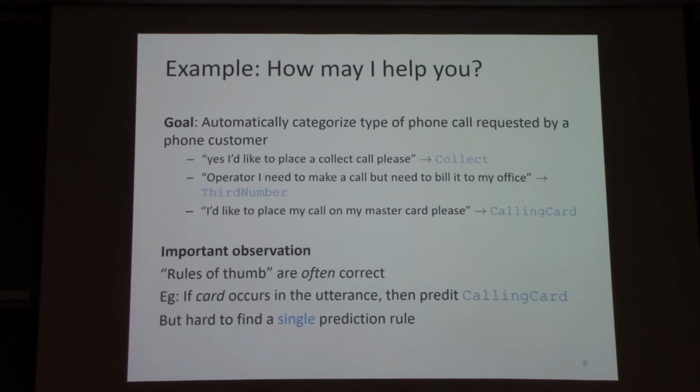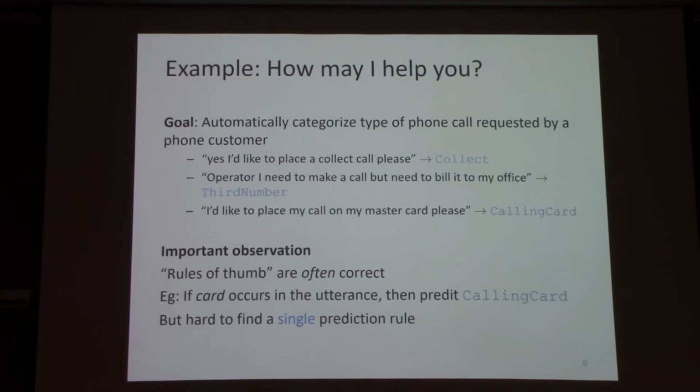Now, what is interesting is that you can make easy rules of thumb. If the word card occurs, then predict calling card. For example, if I was a programmer and had to just hack up something, I could make these kinds of rules of thumb. It's easy to make up rules of thumb, but it's probably not so easy to get a good enough set of them that covers all possible cases. Is the example clear? I can come up with hacky solutions that seem to work on these particular examples, but they may not be very good.